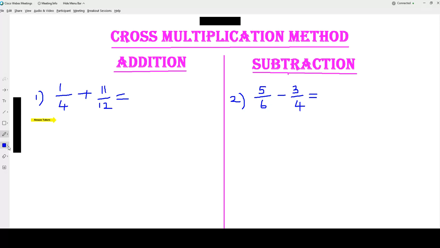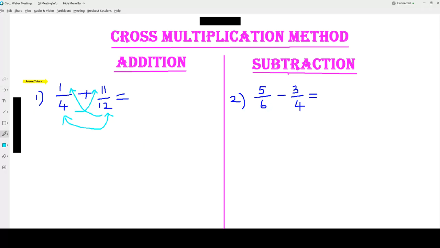If it is the same denominator, we know how to add them. Simply add the top numbers and keep the same bottom denominator. But here, with two different denominators, the cross multiplication method will be easier and quicker. So what we have to do, we have to cross multiply in this manner.